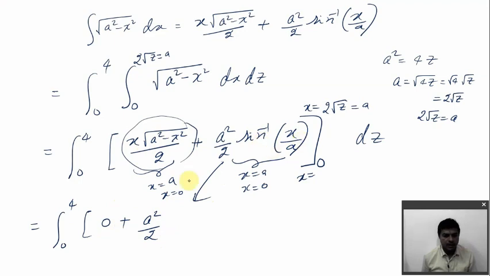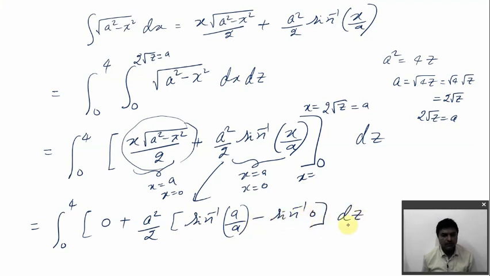Now first I will take x is equal to a, so this is going to become sine inverse a upon a, minus sine inverse 0. Then this will be z. So now you can see sine inverse a divided by a is sine inverse 1. Any doubts, friends? This is nothing but pi by 2. Okay, so this is pi by 2. I will take it outside. Whatever constant terms are there, please take it outside, students. And then we are going to integrate with respect to z. Is it clear, students?